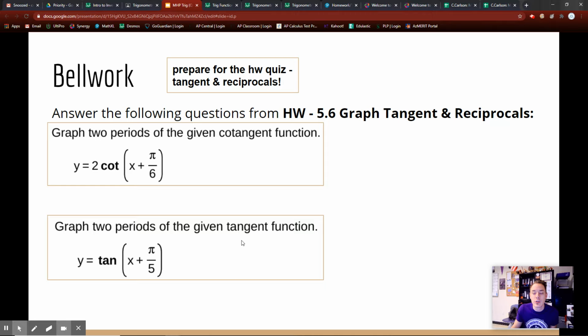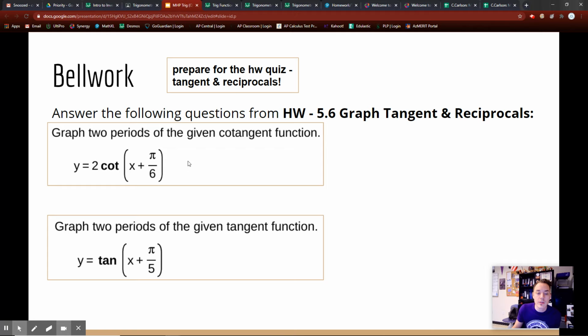Let's do it. 2 questions on the bell work. 2 times cotangent of (x plus pi) over 6, and then tangent of (x plus pi) over 5. That's what we got, okay? So how do I do this? Well, graph 2 periods of the given cotangent function, graph 2 periods of the given tangent function. So we're going to go straight to Desmos and see how we can graph 2 periods of what that is. I'm going to show you how to restrict it as well. So in case you forgot, you can restrict it and everything, and we can go from there.